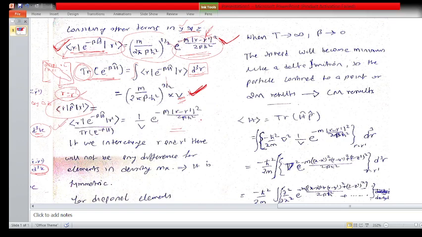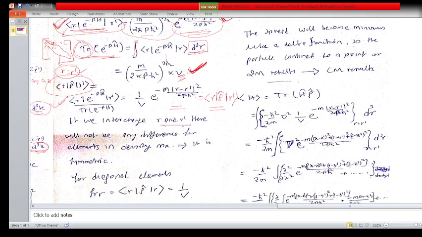So this is your <r|ρ|r'>, the elements in that particular density matrix, all the elements in the density matrix you can see. If we interchange this r and r', what will happen? If we interchange r and r', there will not be any difference for the elements in the density matrix. This is the only term with r and r'. If you change r and r', nothing will happen because we are taking the modulus, the magnitude only, and we are taking the square of that.